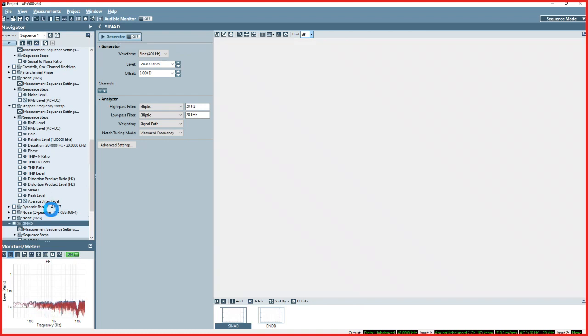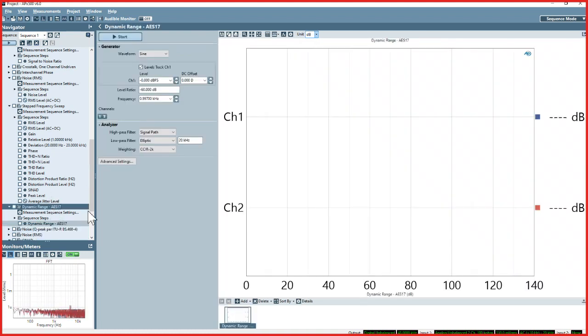Okay, so that was signal to noise ratio. Now let's talk about dynamic range, AES 17. So this is a little bit of a different case. In the AES 17 standard, for maximum confusion, this measurement is in fact referred to as signal to noise ratio. We named it something else because it has some different connotations in the wider world.